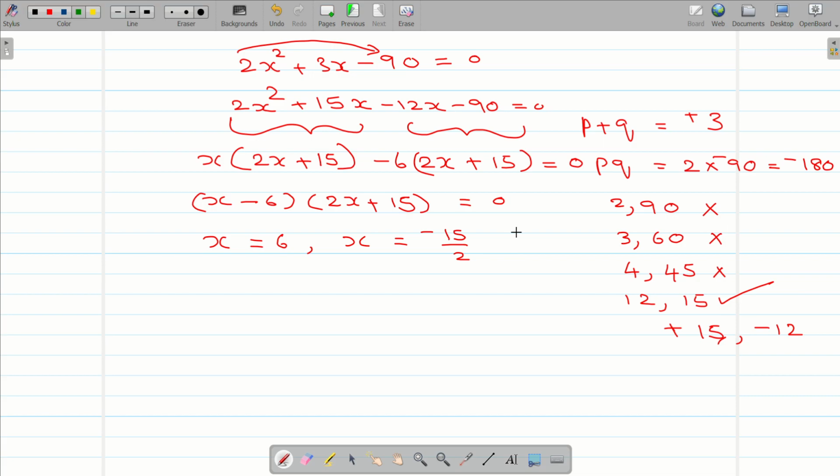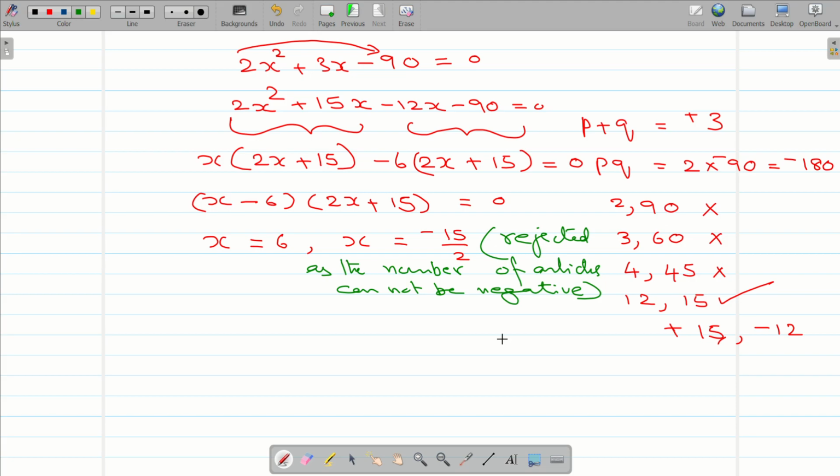x was the number of articles. So number of articles cannot be negative. Rejected, as the number of articles cannot be negative. Very important to give the reason why we have rejected it. So number of articles is equal to 6.